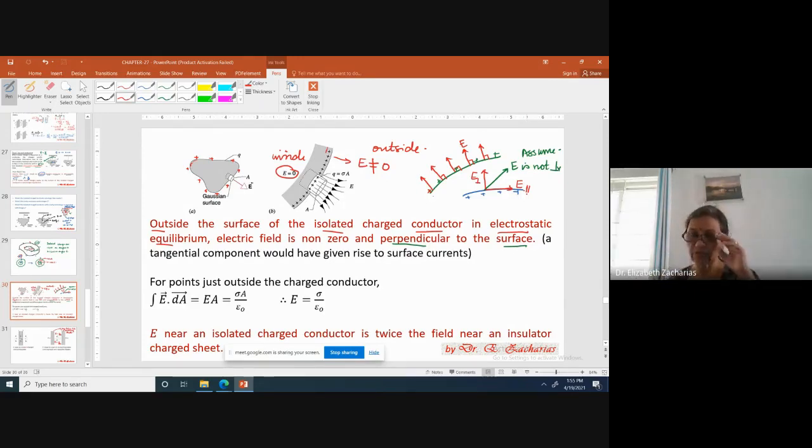Now, what should this fellow do? You know that F is equal to QE. So, if such a field existed parallel to the surface, what would that field do? It will start exerting force on the charges sitting on the surface and move them. Yes or no? Yes, ma'am. Right. What are moving charges called?